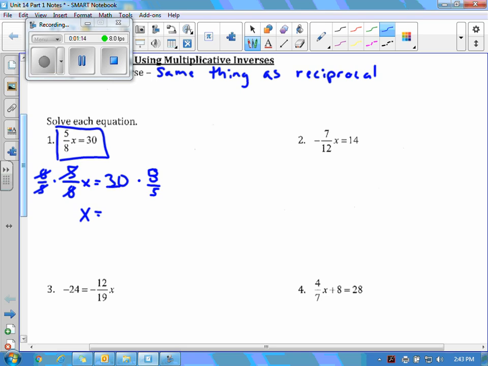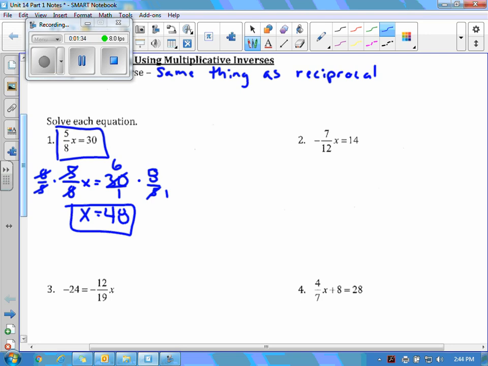On the other side, you might want to write 30 as 30 over 1. And then, like we learned in the unit when we multiply fractions, I want to simplify first. 30 and 5 can both be divided by 5, and then 6 times 8 is 48. So that is my answer.